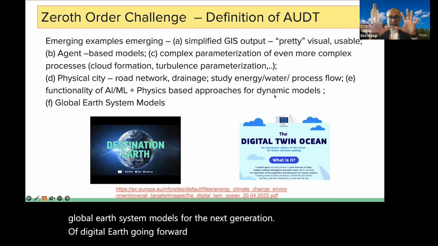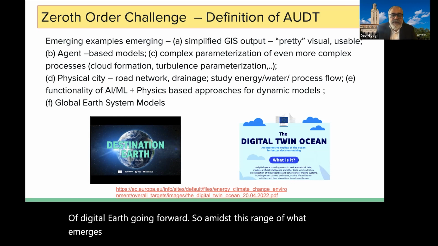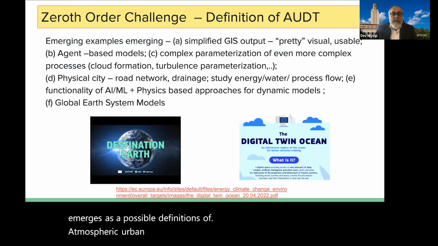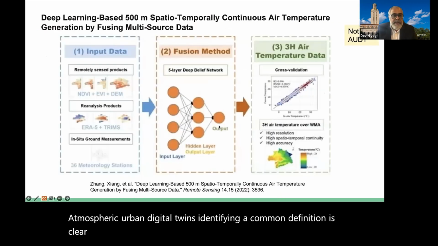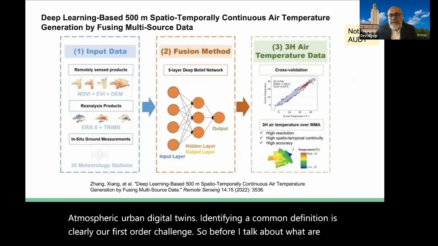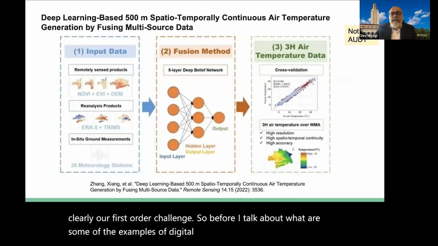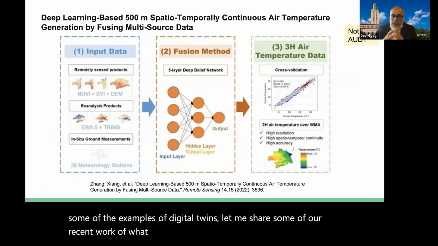So amidst this range of what emerges as possible definitions of atmospheric and urban digital twins, identifying a common definition is clearly our first order challenge. So before I talk about some of the examples of digital twins, let me share some of our recent work on what a digital twin is not.